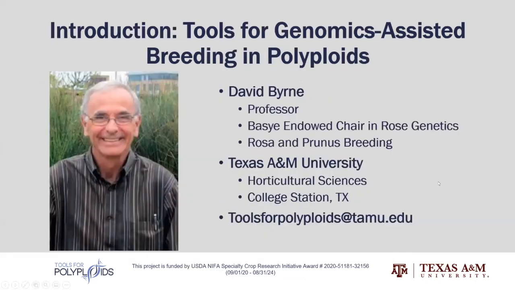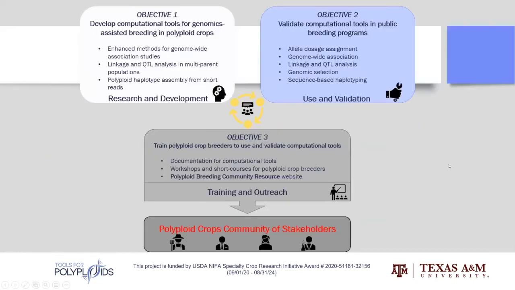I'm David Byrne, the coordinator of this project. It's been a pleasure working with everybody on the project because they work very well together. I'm at Texas A&M, and if you need to contact me, you can contact me at toolsforpolyploids@tamu.edu. Now, the project itself has three objectives.